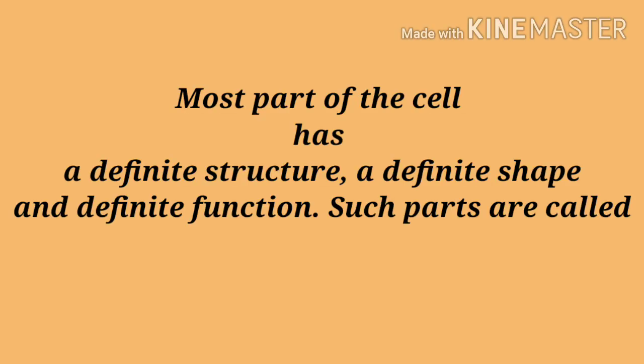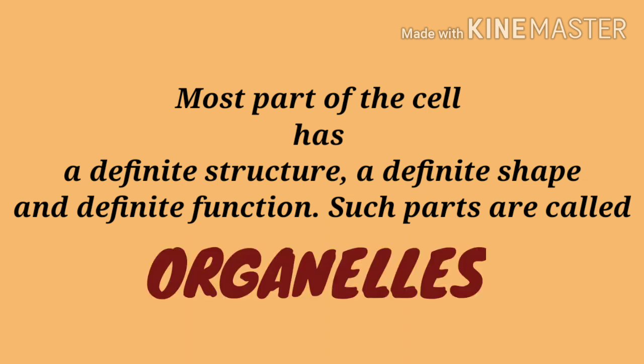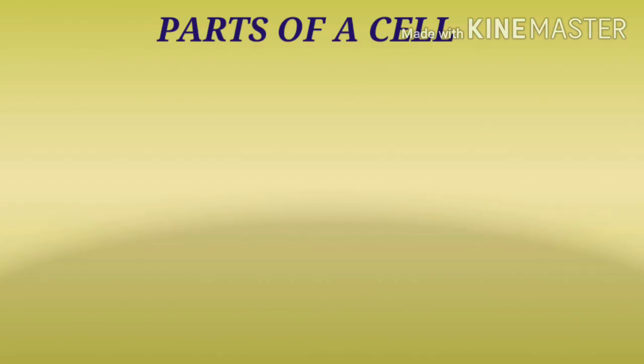Most parts of the cell have a definite shape, a definite structure and a definite function. Such parts are called organelles. These organelles were discovered only after the invention of the electron microscope. Now let's have a look at various parts of a cell.